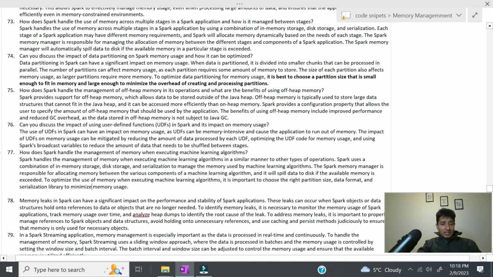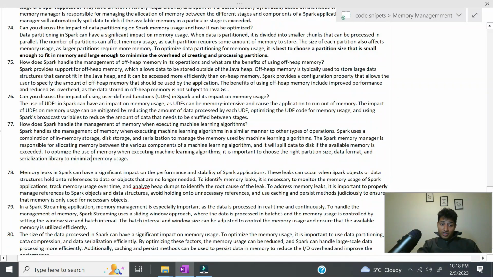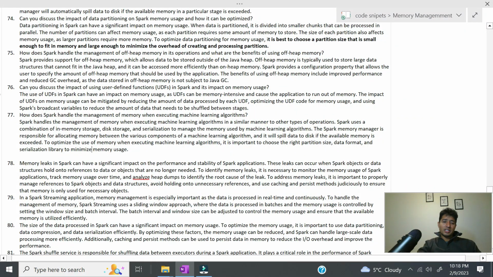Can you discuss the impact of UDFs on memory usage? This is interesting. The use of UDFs in Spark can have an impact on memory usage, as UDFs can sometimes be memory intensive and cause the application to run out of memory.